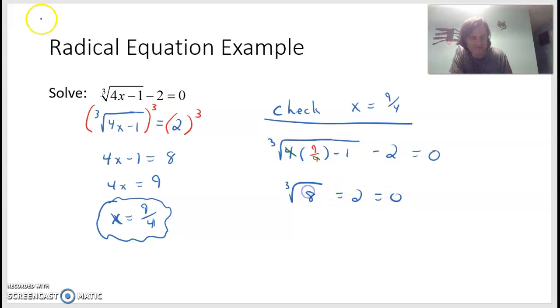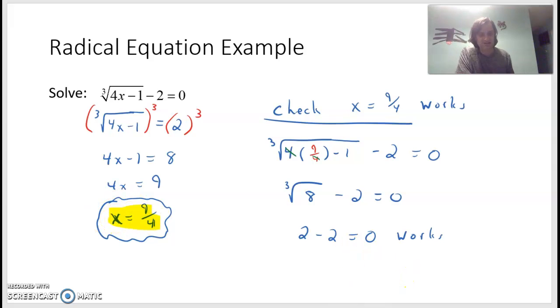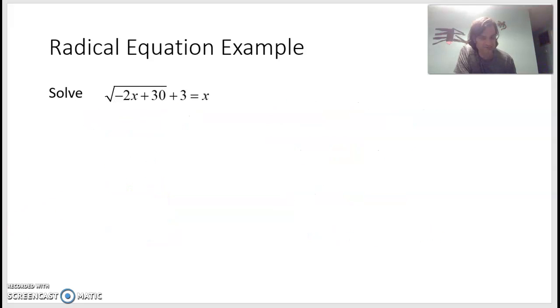Let me clean that up since I made a mess. And it's true that the cube root of 8 is 2, so 2 minus 2 equals 0 works. So it checks. So this answer works. Just to highlight that, we got one answer, it worked. But we did the same thing. We isolated the root, in this case cubed both sides and then solved, and then we checked our answers. So we did all 4 things that I had listed out.